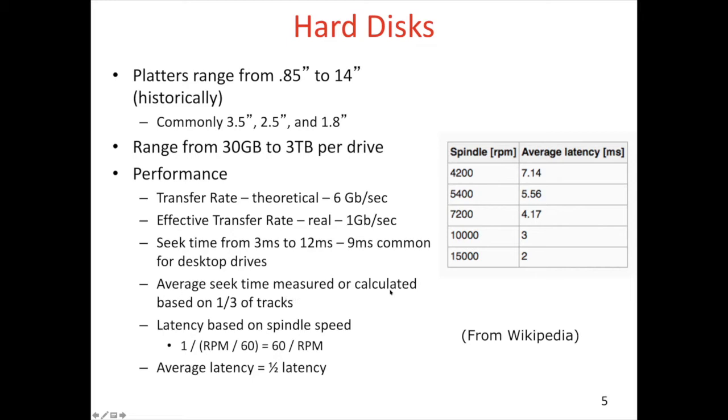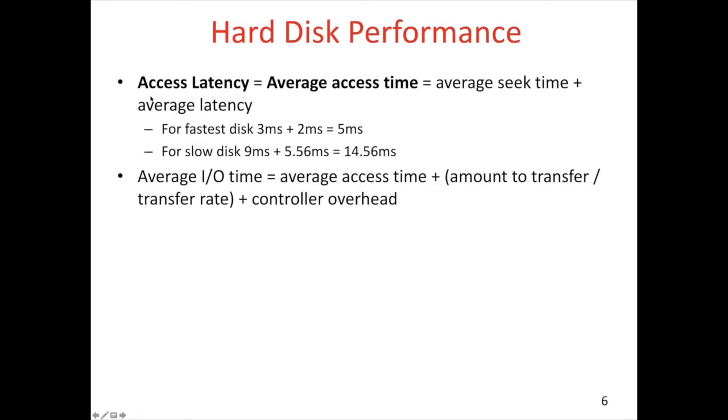Average seek time is measured or calculated based on 1/3 of tracks. Latency is based on spindle speed, which is calculated as 1 divided by (revolutions per minute divided by 60), which is equal to 60 divided by revolutions per minute. The average latency is half of the latency calculated here. Here there is a table with the spindle speed given in the first column, and the average latency calculated according to the spindle rate using this formula is given in the second column. The average access time is equal to average seek time plus average latency.